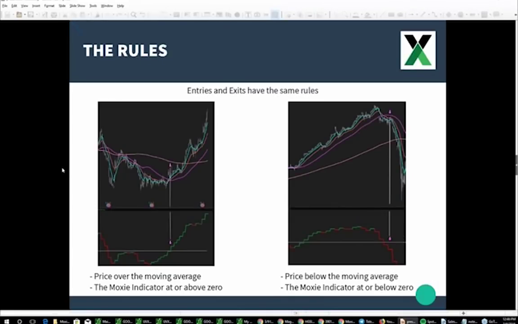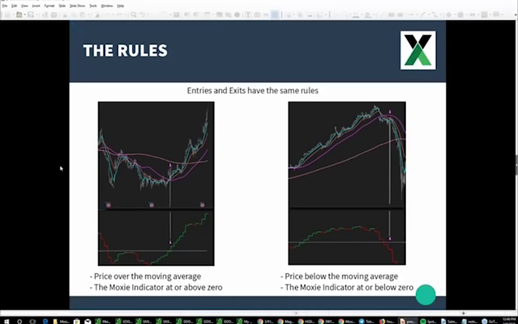And then as I was putting all this together, I started to realize that when I took the price chart and started to put the moving averages together with it, and then added the Moxie indicator in as well, and once again, just through a whole lot of observation, trying to figure out what works. We're speculators. We need to use our eyes to see where the patterns are. It also started to become clear to me: entries and exits for my particular system have all the same rules.